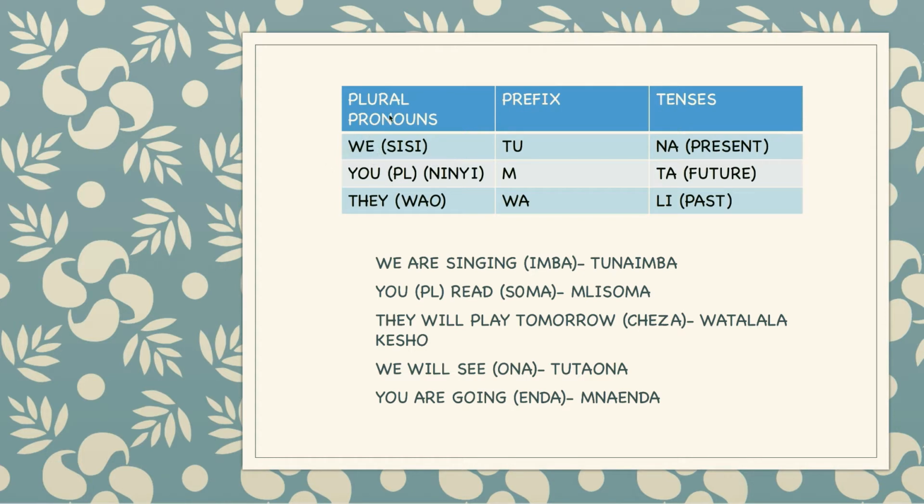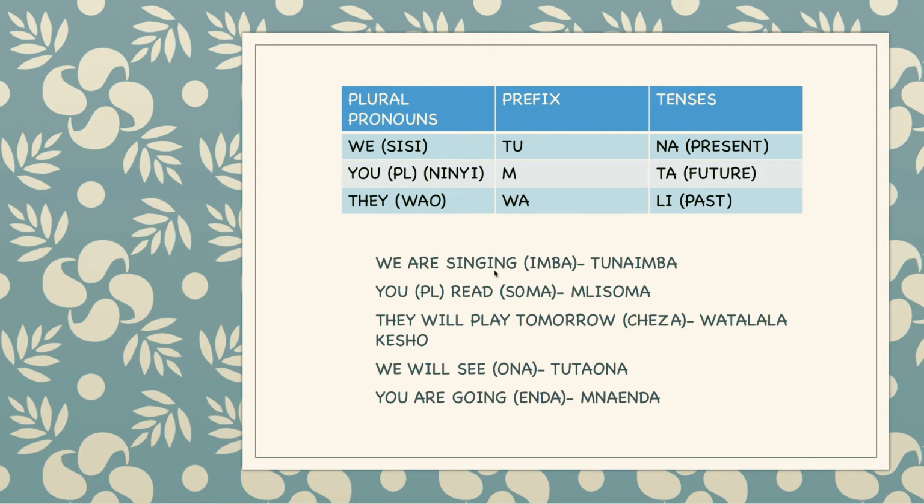So here we have our personal pronouns in plural form. So when you want to work with their prefixes, for we, it's going to be tu. And then for y'all, it's going to be m, and then for they, it's going to be wa. So often, you really don't need both of them in a sentence. So you don't need to say sisi tu unless you're doing that for emphasis. You just need to use tu in a sentence. And then our tenses, we have present, which is na, our future, which is ta, and our past, which is li. So let's see how that looks like in a sentence.